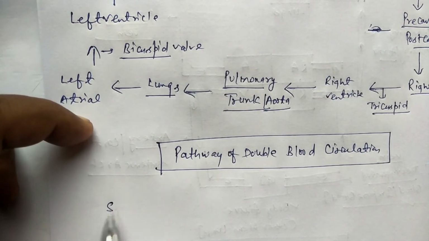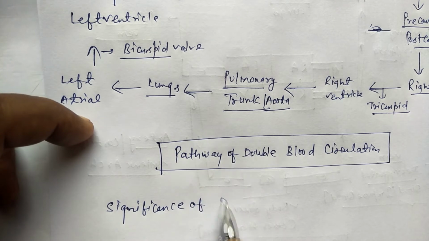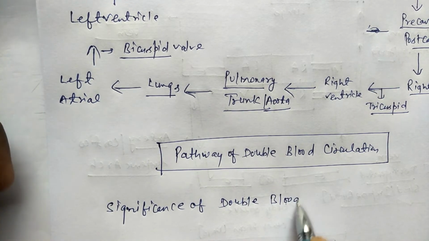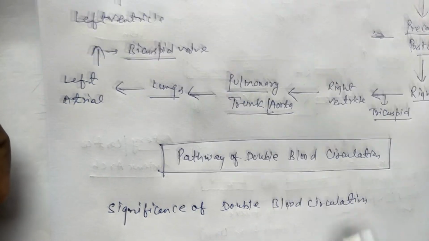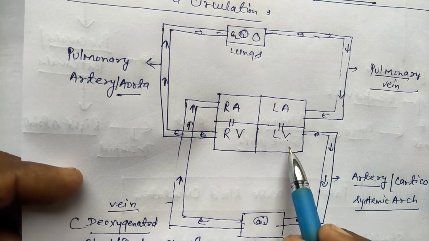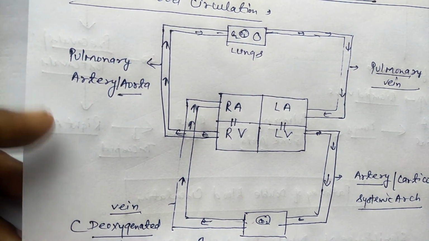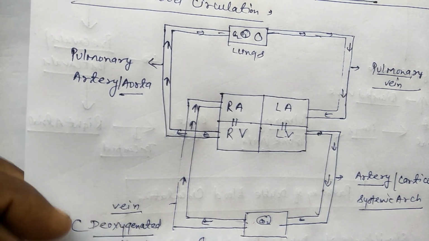Next is the significance of double blood circulation. First significance is oxygenated and deoxygenated blood never mix. It means oxygenated and deoxygenated blood are separated.